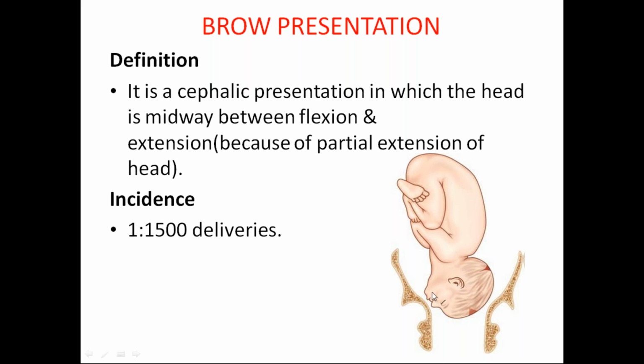So this is an unrecognized persistent brow presentation, with the largest engaging diameter of all the presentations, the vertico-mental, that means from the chin to the highest point on the vertex, 13.5 to 14, for which a normal mechanism of labor is not there. So unrecognized persistent brow presentations are the most common cause for obstructed labor and rupture uterus, particularly in multis.